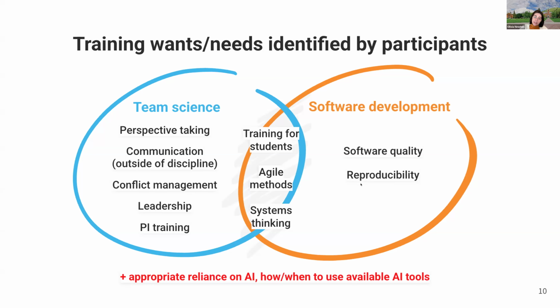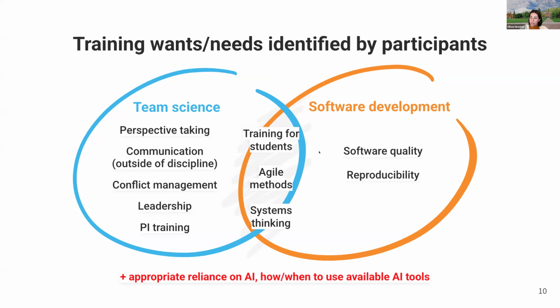Participants did also express interest in training for software quality and reproducibility. And part of the reason why there's more items in the team science category here than the software development category here is just that this question primarily focused on team science competencies. And then folks had the opportunity to identify additional areas of training that they would like. So that surely primed people to think more about team science than software development.